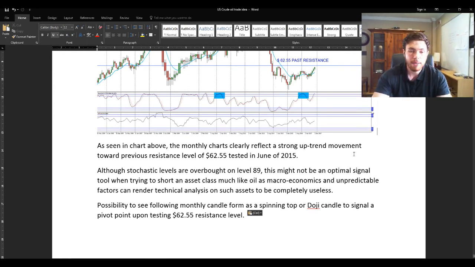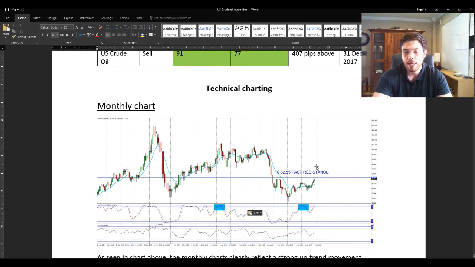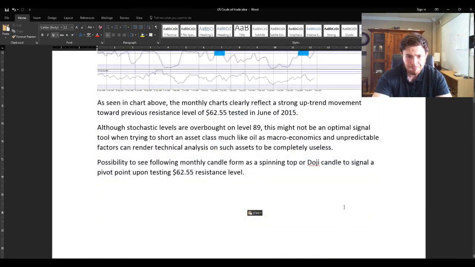What I basically said going forward is possibly the following monthly candle could form as a spinning top or doji candle to signal a pivot upon testing that $62.55 resistance level. So what I'm basically going to try and see is if the next month candle is able to form somewhat of a doji candle or a spinning top and give us some sense of indication that it wants to actually pivot and move bearish.